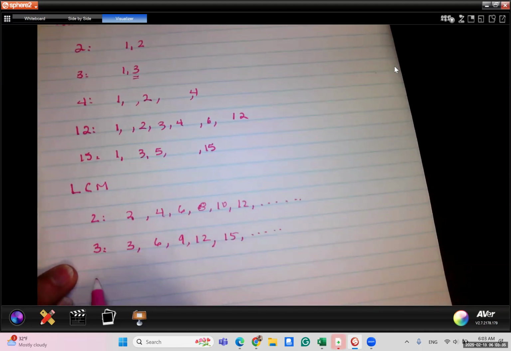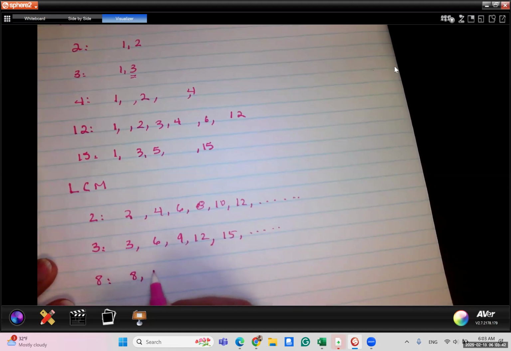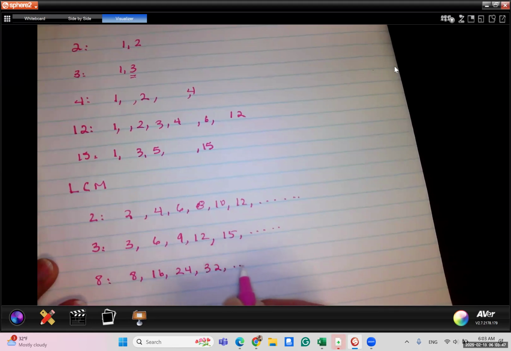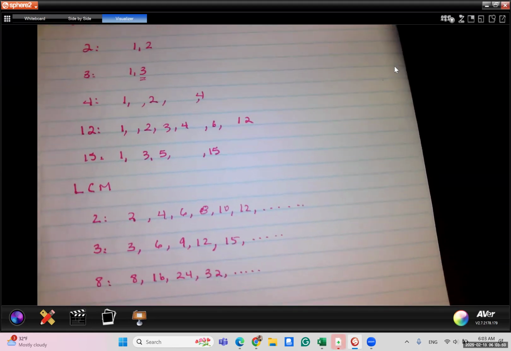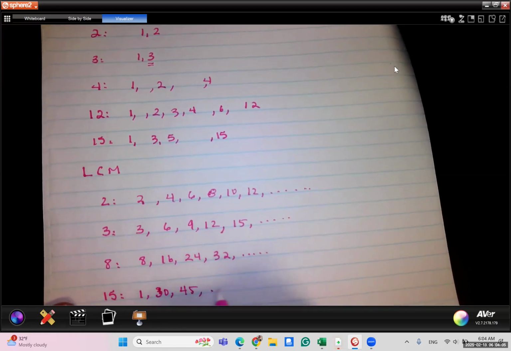I'm going to try one more, okay? Let's try number 8. 8 times 1 is 8, times 2 is 16, times 3 is 24, times 4 is 32. This is where your multiplication table comes in handy. So notice that we can go on forever and ever, because we can always keep multiplying the number by more numbers. Here's another one. Let's try 15. 15 times 1 is 15, 15 times 2 is 30, 15 times 3 is 45. So on and so forth, right? So the larger the number, the larger the multiples, okay?